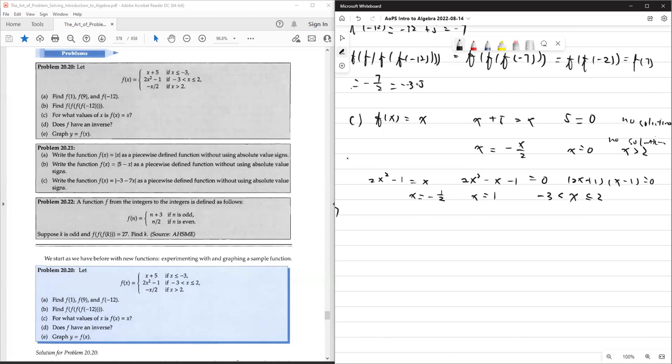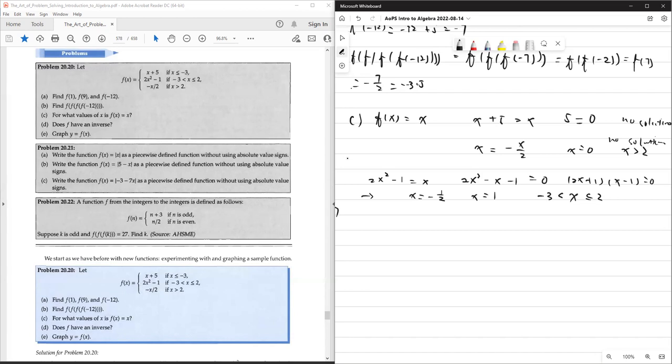Make sense? So you have to be careful that you try each piece, make sure you look at the range, see if you have a solution. If it's the same within the range, within the domain, then that's the solution. If this happened to be, say, x equals to 3, that's outside the range, and that will not be a solution. But it doesn't.